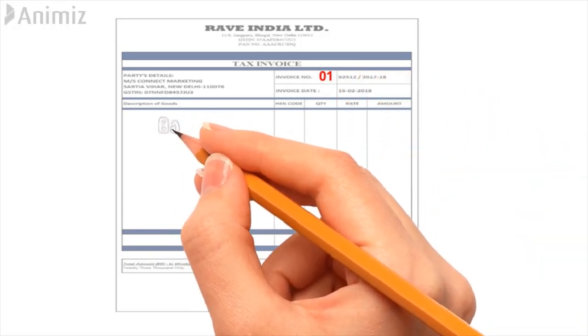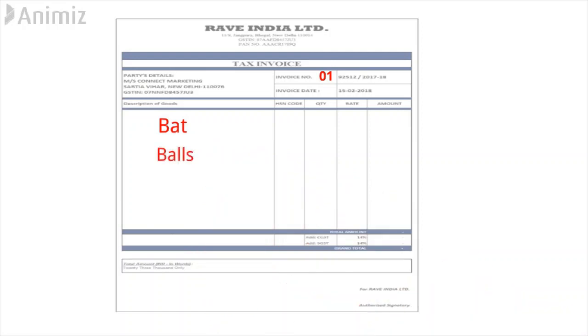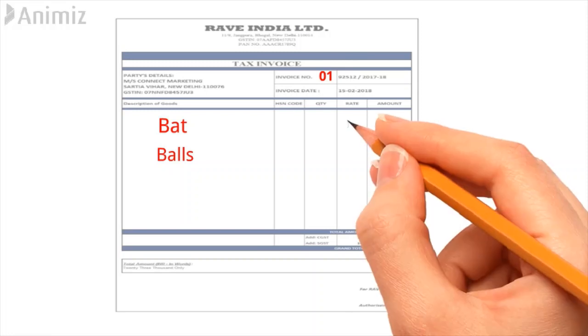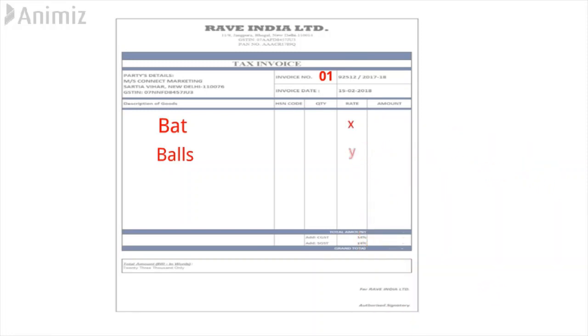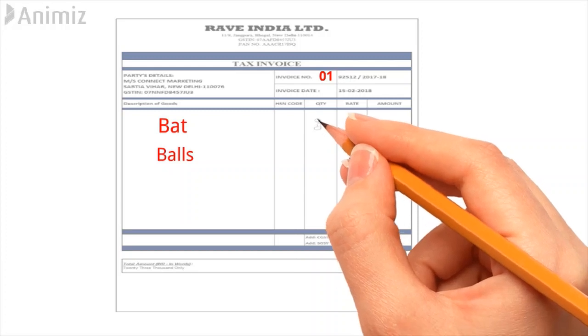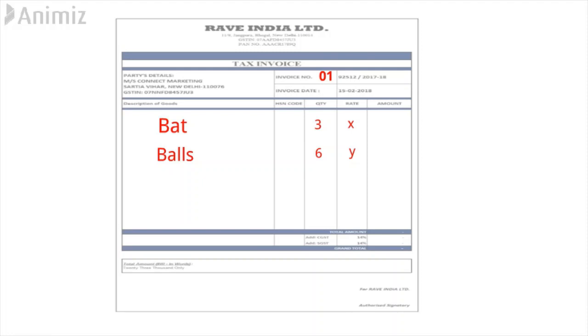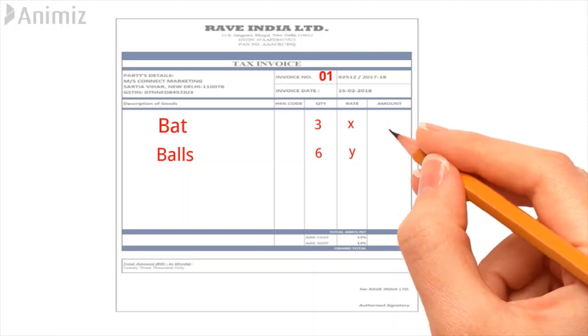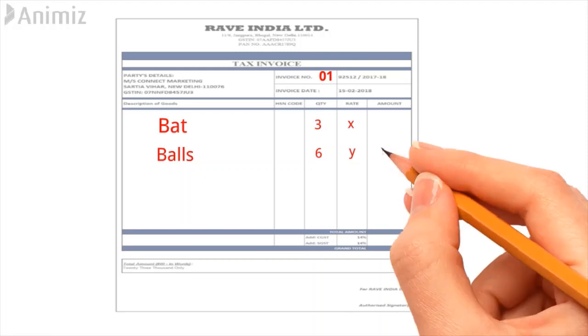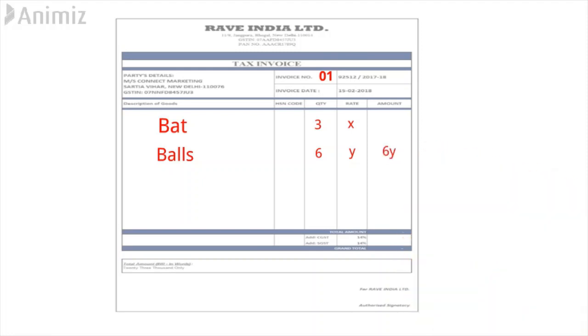So now in the first bill, the items are bat and ball. Now what is the unit price of bat and ball? That is not given to us. So let us assume the unit price of bat is X, unit price of ball is Y. Third column is quantity. Bat is 3 numbers, ball is 6 numbers. So now what is the total amount? For bat, price is X, 3 quantity, that means 3X is the cost. Balls, price is Y, 6 quantity, so 6Y is the cost. So what is the total cost which is paid? If we add these two, that is 3X plus 6Y, that should be equal to the amount paid, that is 3,900. So this was the first bill.